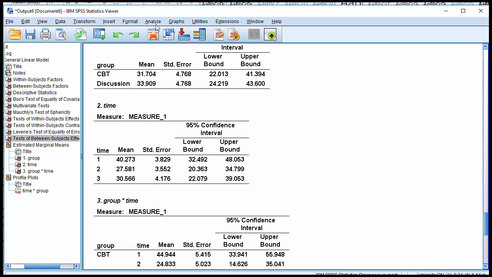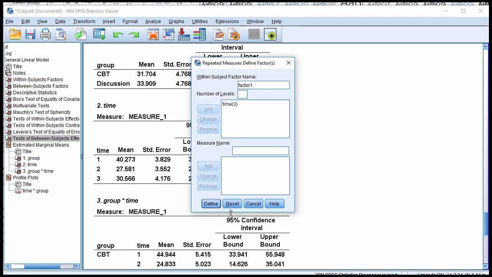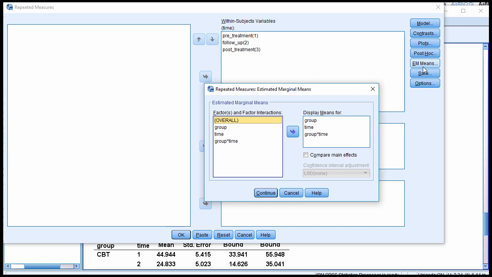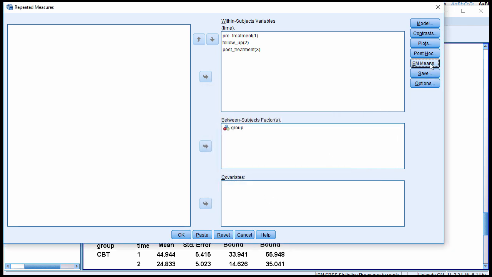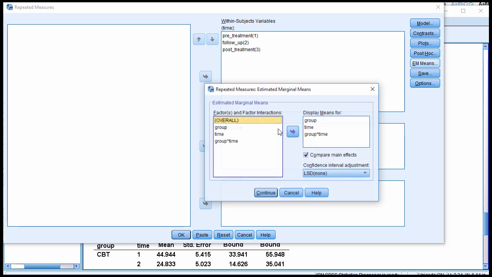And I didn't do that. So let me show you how to do that. Analyze, general linear model, repeated measures, define, click on estimated marginal means if you have that button available, click compare main effects. And I'm just going to keep LSD, Fisher's LSD, because I only have 3 levels, so it should be protected. Click continue. If you can't see the estimated marginal means button, click on options and you'll see the same window at the top of this window that will allow you to specify this same information here.